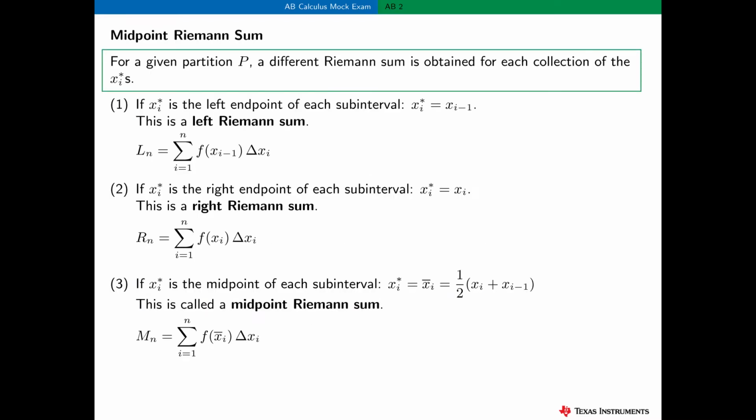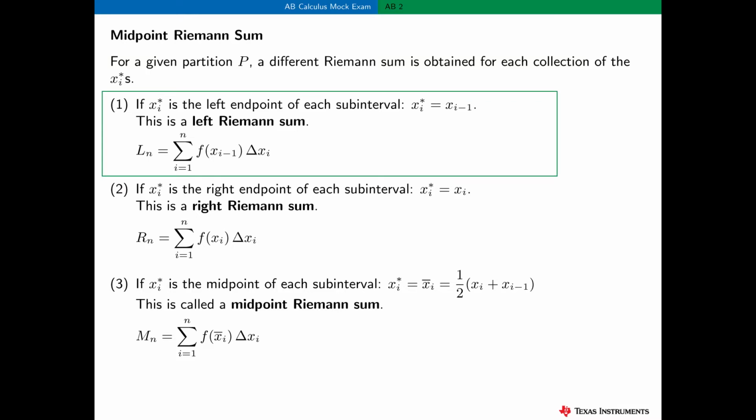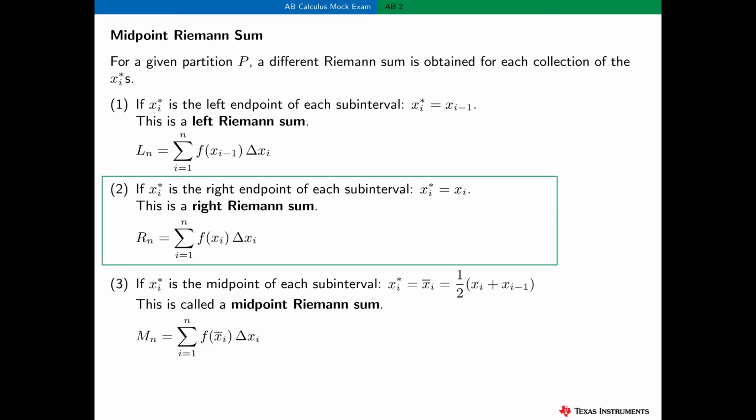So once again, for any given partition P, we get a different Riemann sum for each collection of the x sub i stars selected. Here are some common Riemann sums based on the selection of x sub i star. If x sub i star is the left endpoint of each subinterval, then the sum is called a left Riemann sum, and I'll denote this as L sub n. And using the right endpoints for x sub i star, the sum can be written like this. If x sub i star is the right endpoint of each subinterval, then the sum is called the right Riemann sum, denoted R sub n.